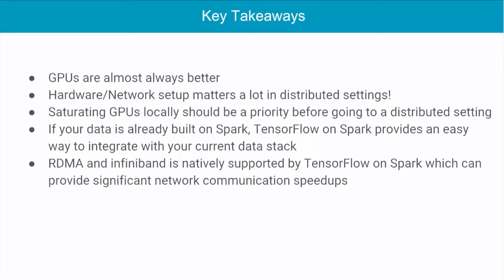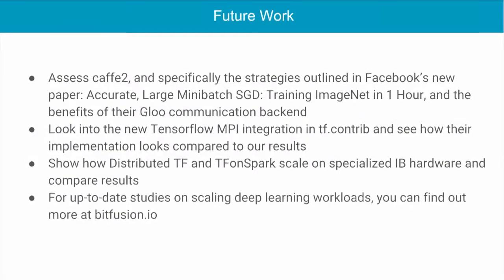So the main takeaway is that GPUs are almost always better. That's been the case basically since AlexNet came on the scene. Your hardware and network setup matters a lot, especially in distributed settings. It's really hard to get up and running if you're using commodity cloud offerings; you need to optimize your network and hardware to run as efficiently as possible. Saturating GPUs locally should always be the priority before going to a distributed setting. If your data is already built on Spark, TensorFlow on Spark provides an easy way to integrate with your current data stack, and it also comes with RDMA over InfiniBand, which is really important for network communication speedups.